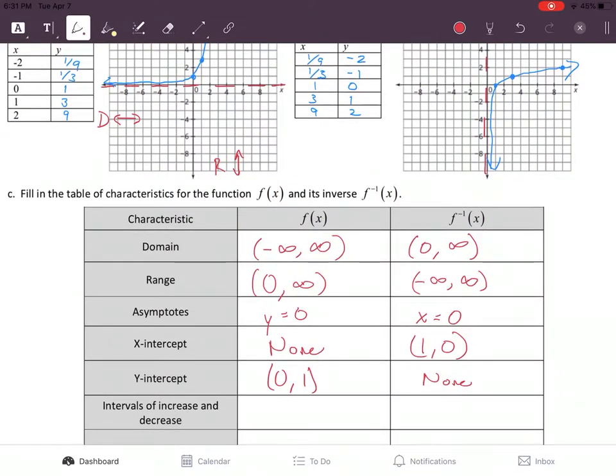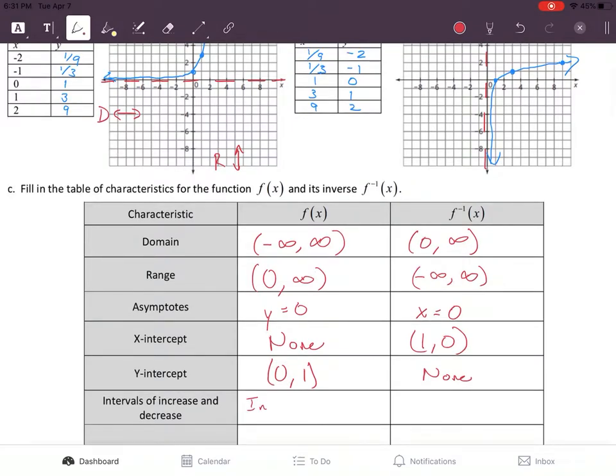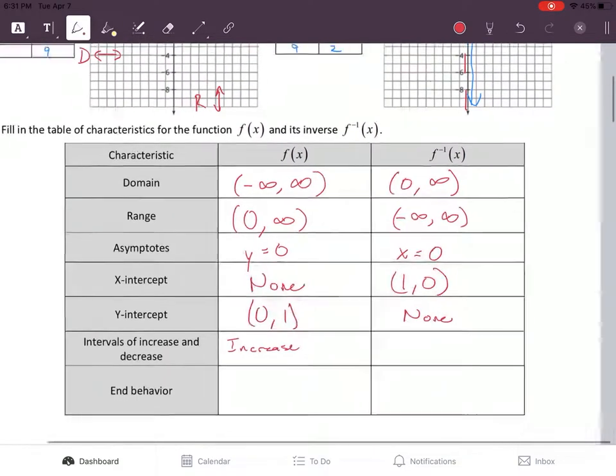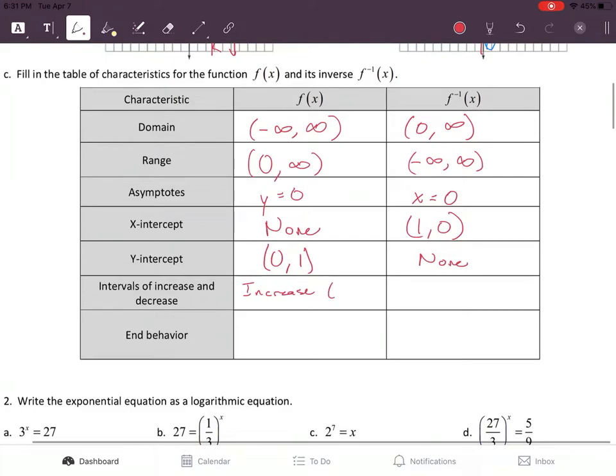Well, the first graph function is going from low to high, so it is increasing. And it's increasing over the entire graph. So that means over the entire domain, and so we're going to write down the domain: negative infinity to positive infinity. That's where it's increasing. Over the whole graph it is increasing.